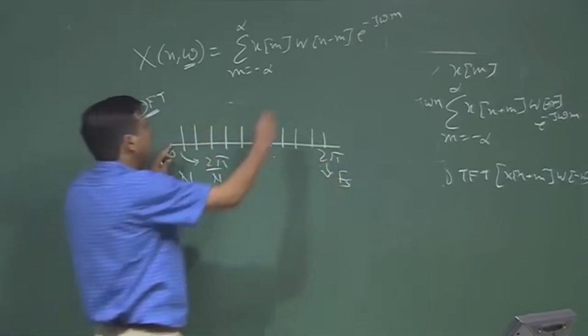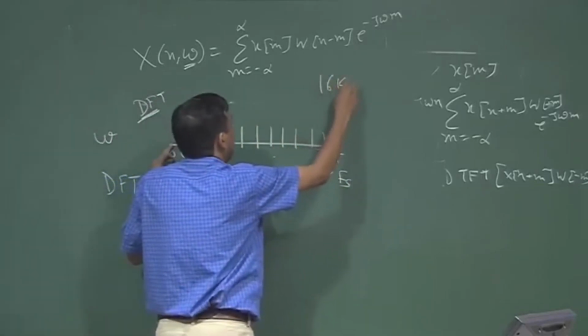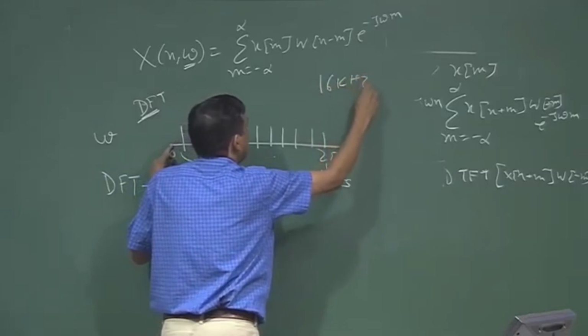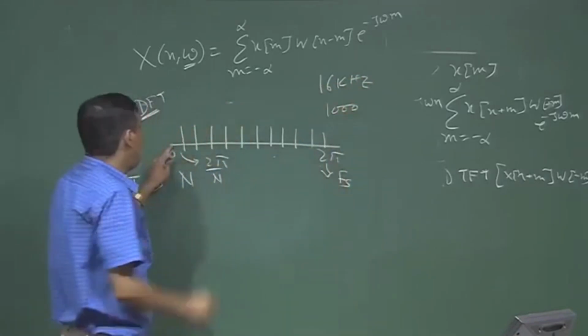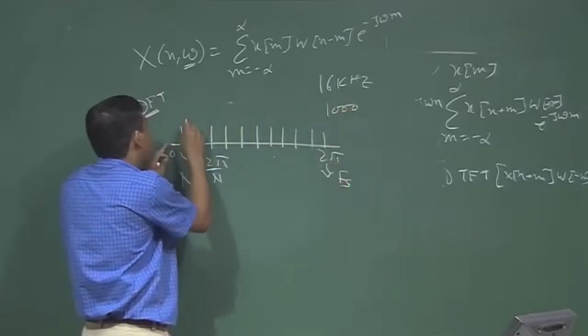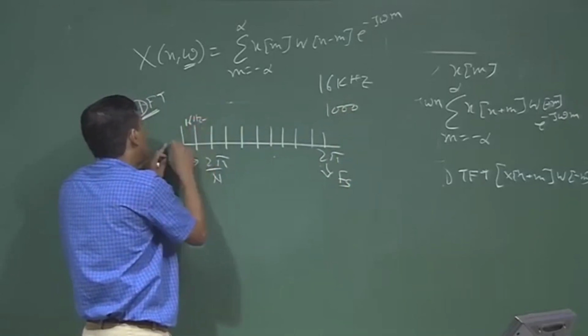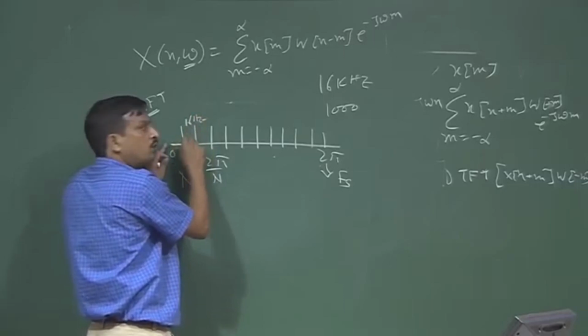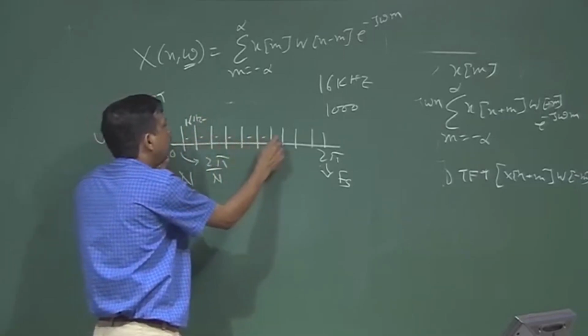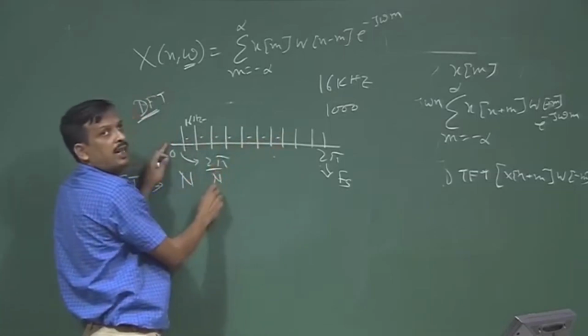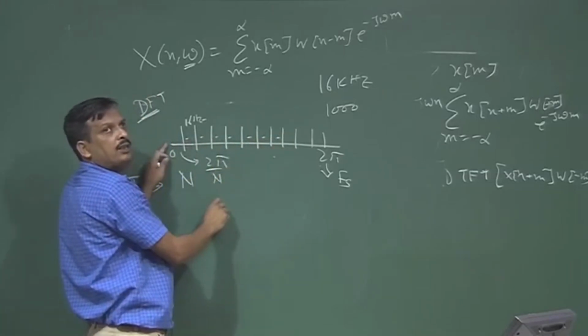So, if it is a 16 kilohertz signal and the length of the DFT is 1000, then I can say each segment is 16 hertz. So, it is 0 to 16 hertz, 16 to 32 hertz. Each segment is 16 hertz, which is 2 pi by N, nothing but Fs by N.